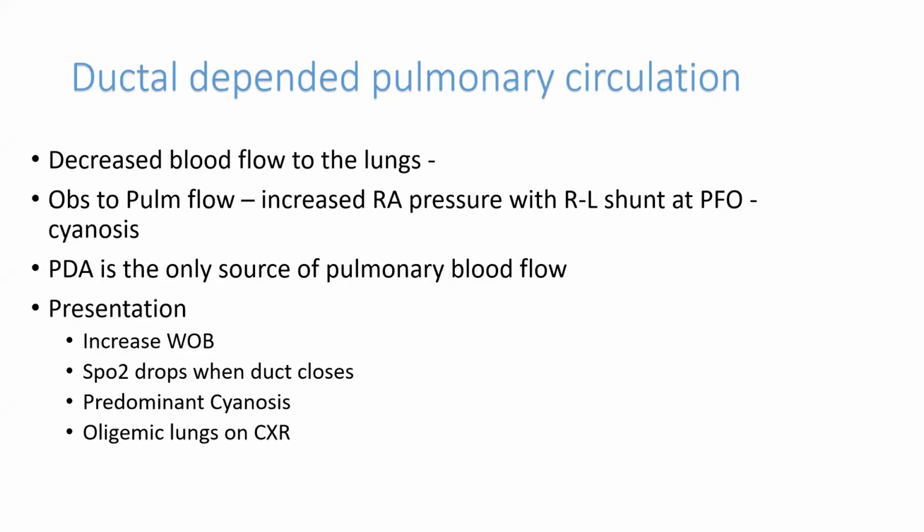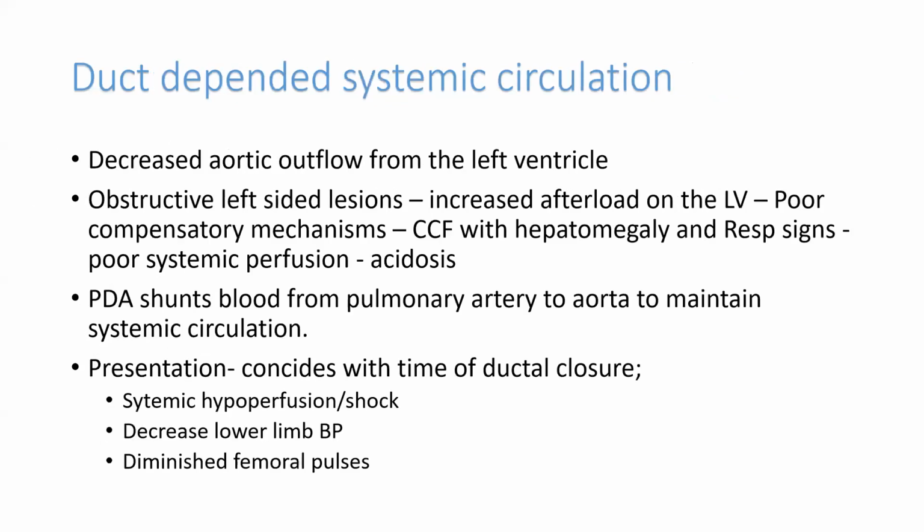And these patients present with increased work of breathing and low saturation levels. Dominantly, the main finding is cyanosis. They present mainly with cyanosis, so darkish discoloration of the tongue and extremities as well. So cyanosis becomes the main presenting feature. Then oligemia if you are to do a chest X-ray.